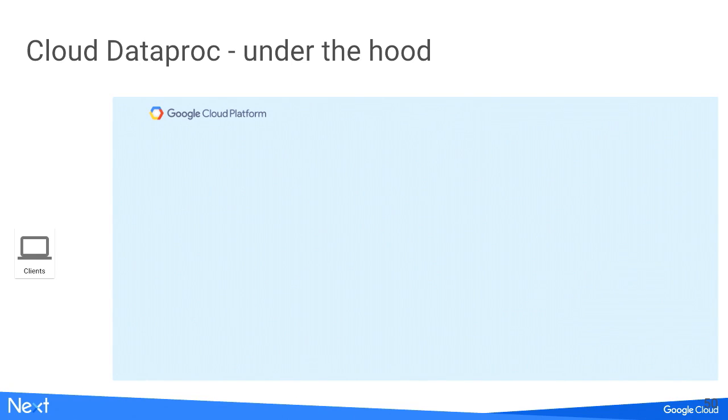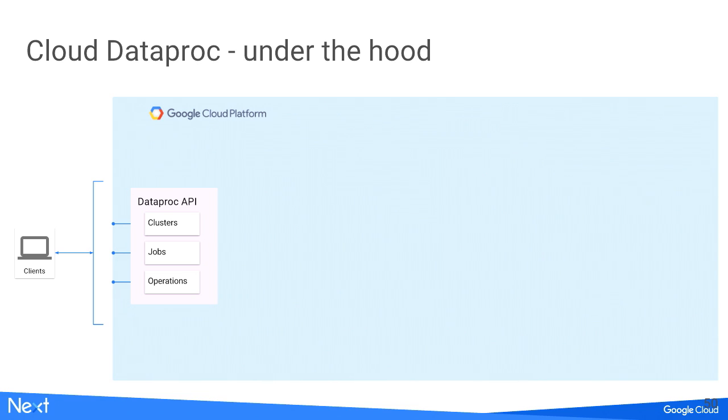So how does it look under the hood? We have our clients on the left-hand side and the Google Cloud Platform on the right. Dataproc exposes the REST APIs for managing the cluster, for managing the jobs, and other operations that you may want to do. So you can access these APIs through UI, or you can script against them, right? You can program against this API.